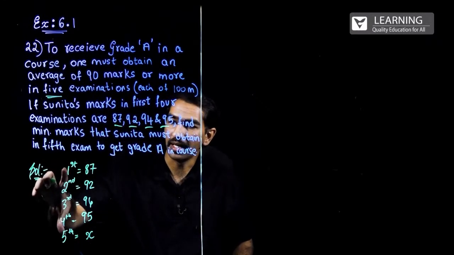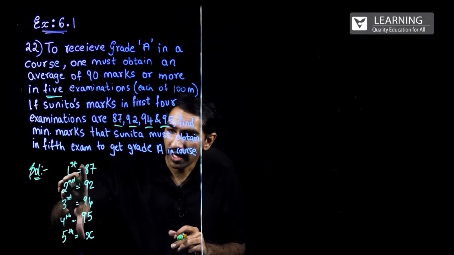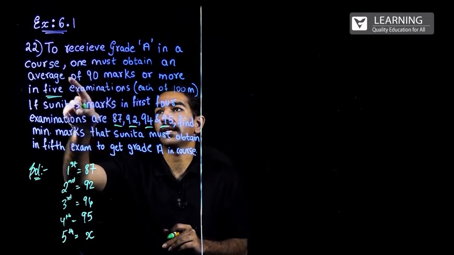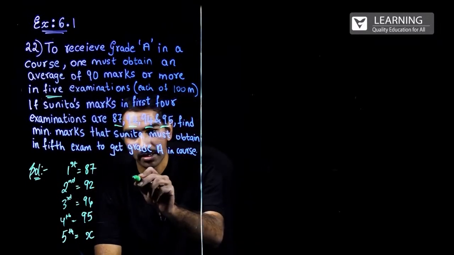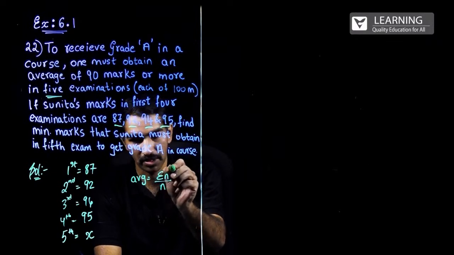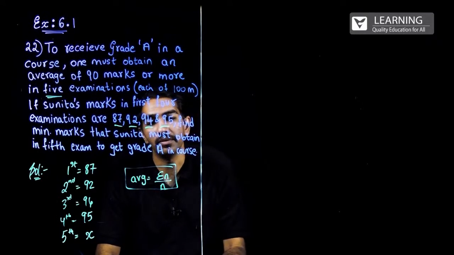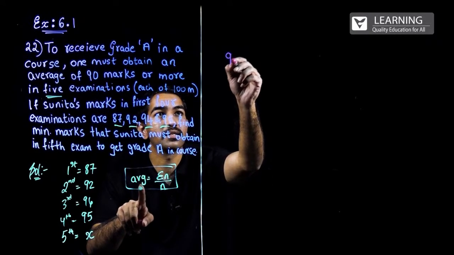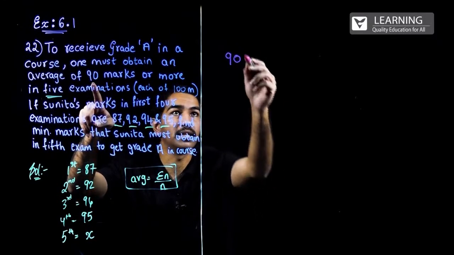Now when can we give Sunita an A grade, students? When the overall average of all these 5 exams is equal to 90 or greater than 90, correct? So see here, average of 90 marks. What is average, students? Average is nothing but the sum of observations divided by the total number of observations. So that is nothing but average. Now average should be equal to 90, so in the place of average we will write 90. Average should be equal to 90 or greater than 90, right?